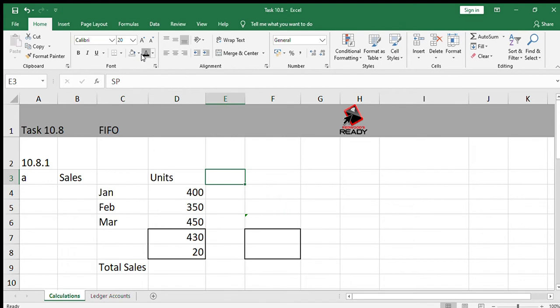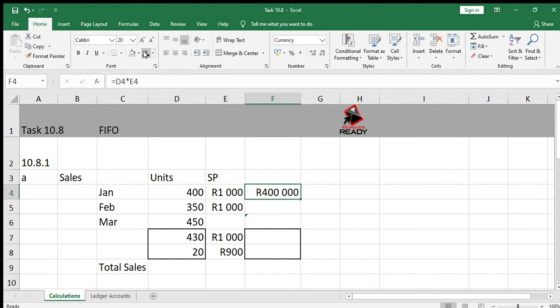The next thing we need is the selling price. In January, the selling price was 1,000 Rand. Also in February. In March, 430 units were sold at 1,000, but 20 units were sold at a 10% discount, so they were sold at 900 Rand. Now we're just going to work out the totals: 400 times 1,000, 350 times 1,000, 430 times 1,000, and 20 times 900.